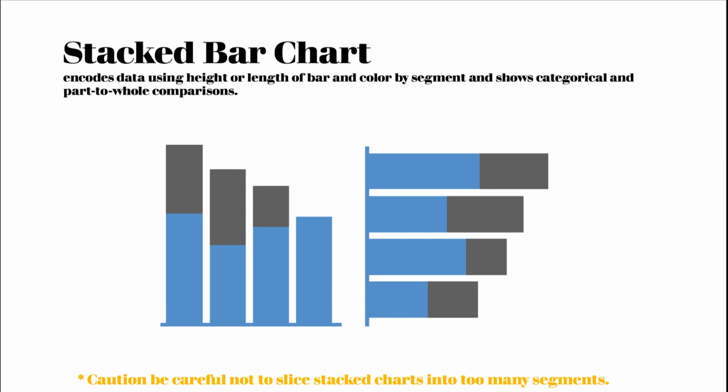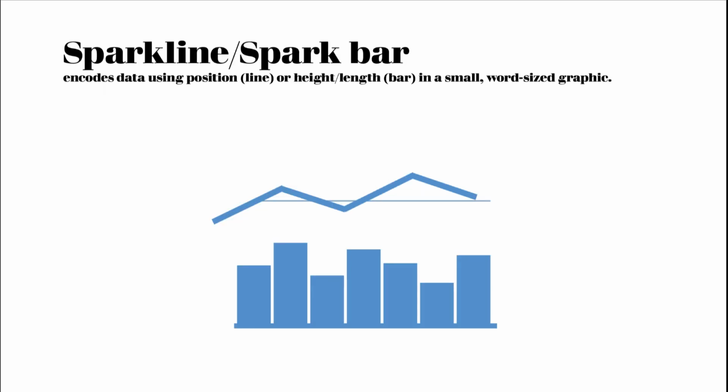Next, the sparkline, which has been seen a lot in recent years with Excel, with Tableau, and with many other applications. Sparklines use position, and spark bars use height or length, to encode data. They are small, word-sized graphics that add context to numbers. They can be useful to show trends in the data in very small space.